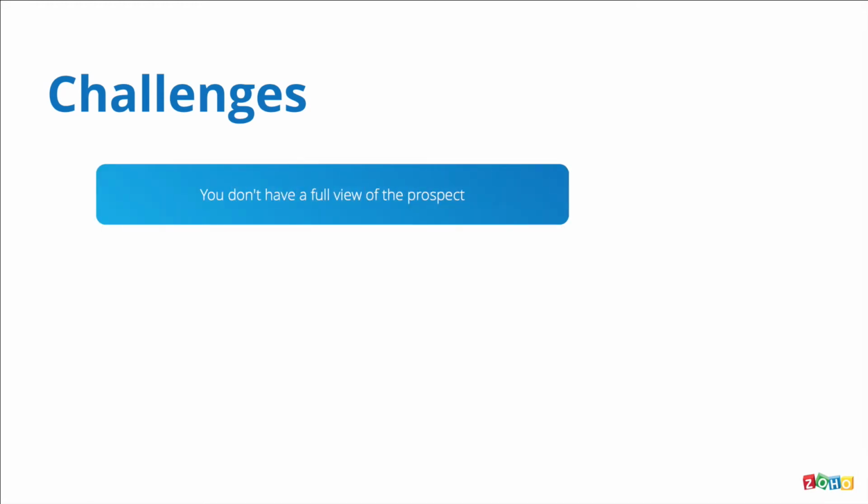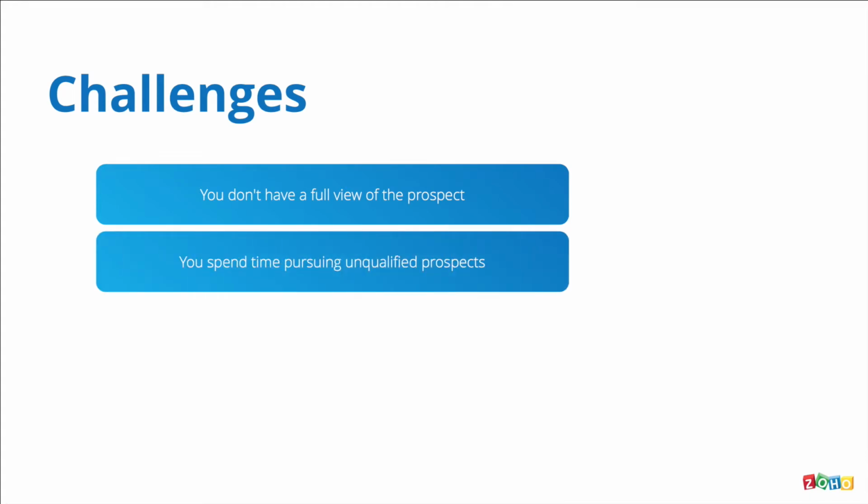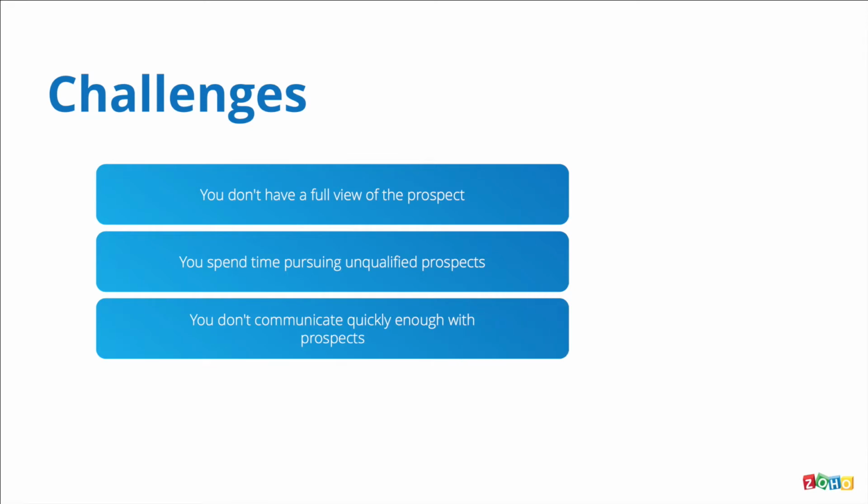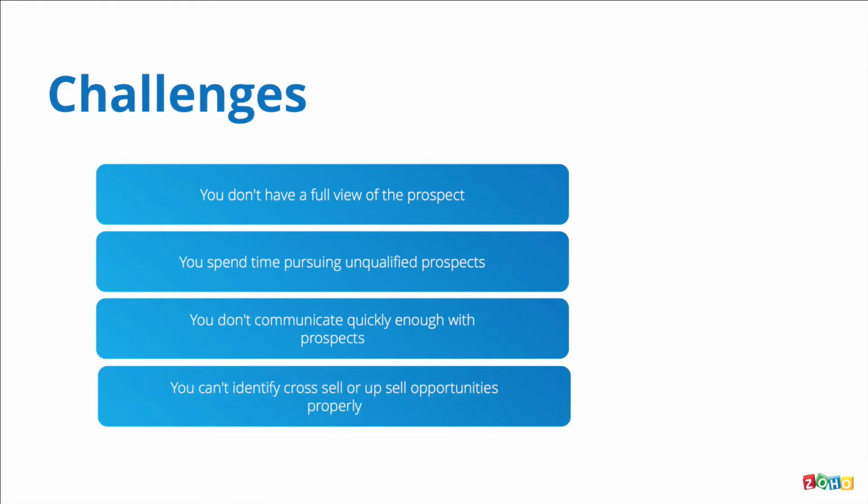So, obviously, when more than one team has to work together, bottlenecks crop up. This could be that maybe you don't have complete information of the prospect, or maybe you spend time pursuing unqualified prospects, or you don't communicate fast enough with them, or maybe you're just not able to identify cross sell or upsell opportunities. So, if you're a sales executive or a sales manager, or if you belong to a customer facing team, then you've probably faced at least one of these issues.